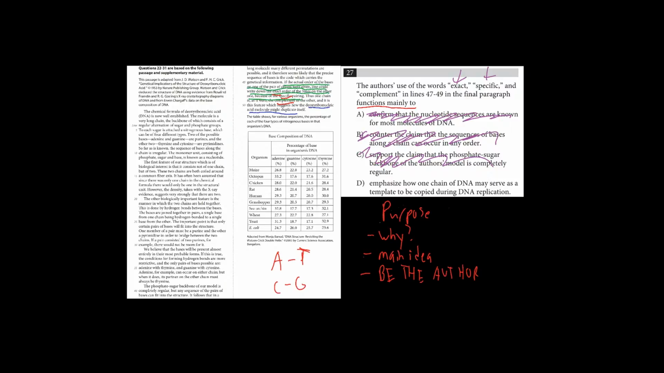But letter choice D, which is our answer, is to emphasize how DNA may serve as a template to be copied during replication. So first, they're talking about the right thing here. They're talking about replication, which is what we figured out that passage was discussing. And second, this is right because exact and specific, these words right here, are trying to show you that it's very, very minute and specific the way that something happens. So the DNA must be exact so that it can be copied. So our answer here is going to be letter choice D.